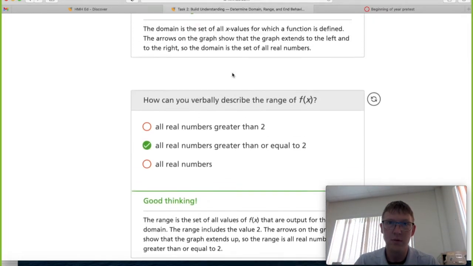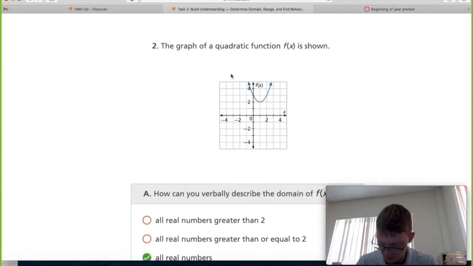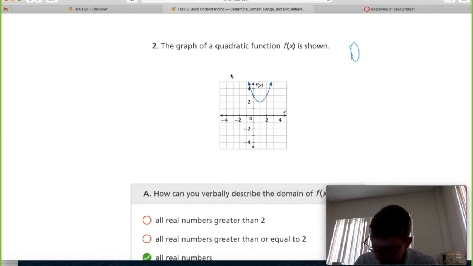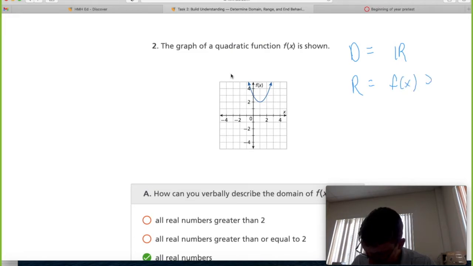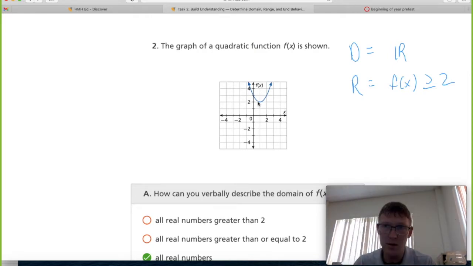So up here, we'll do it in blue. Our domain equals all real numbers. That is a cute little symbol for all real numbers. And our range is f of x greater than or equal to 2. Okay, so now we'll switch to red.